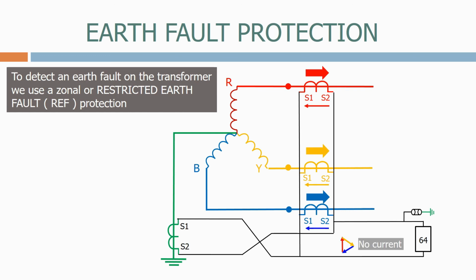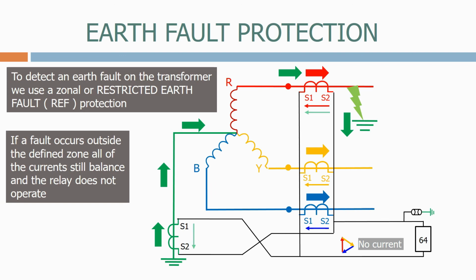Let's now apply a fault on the red phase outside the zone and see what happens. As expected, we now get additional earth fault current on the red phase. This is now balanced by the current detected by the CT on the ground connection. If a fault occurs outside the defined zone, all of the current still balance, and the relay does not operate.